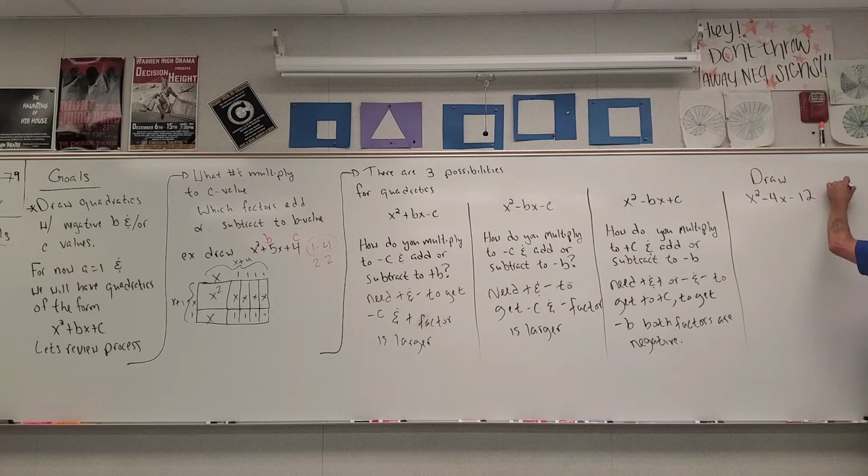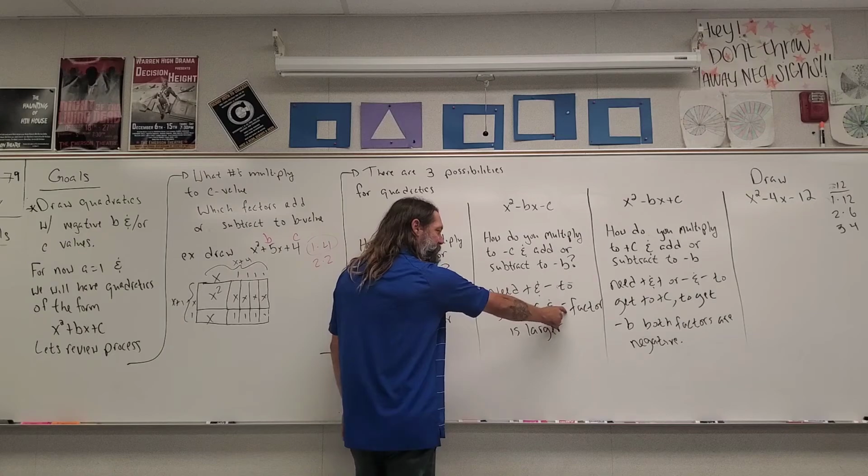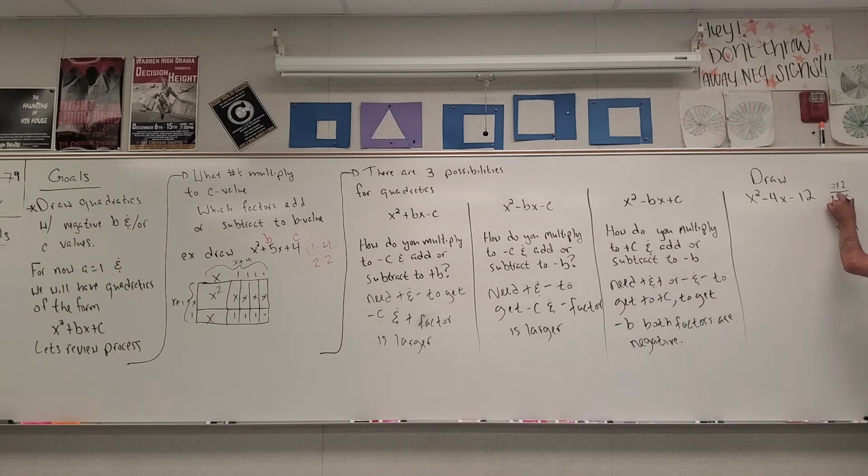So negative 12 I can get to by, well, I'll just say 12 to begin with. 1 and 12, 2 and 6, 3 and 4. It's a negative and a negative, so I have this situation. My larger factor has to be negative, so let me put a negative sign next to these guys. So negative 12, negative 6, and negative 4. And so now the question is, which of these add or subtract to a negative 4? And it's going to be 2 and negative 6.